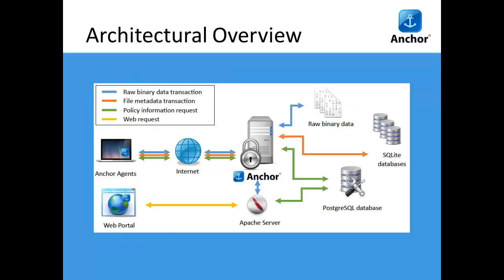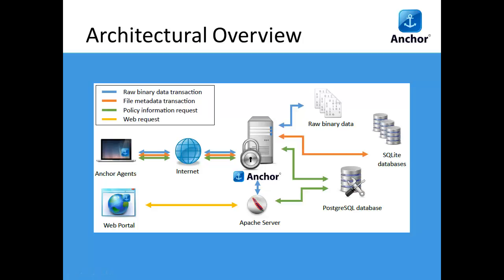So going back to the architectural overview, you can see how the storage comes into play. As a file gets sent from one of the Anchor agents or Anchor clients over the internet to the Anchor server, the raw binary data gets stored within the file stores, and the metadata gets stored in one of many SQLite databases. And from a high-level overview, there's one SQLite database per top-level folder.